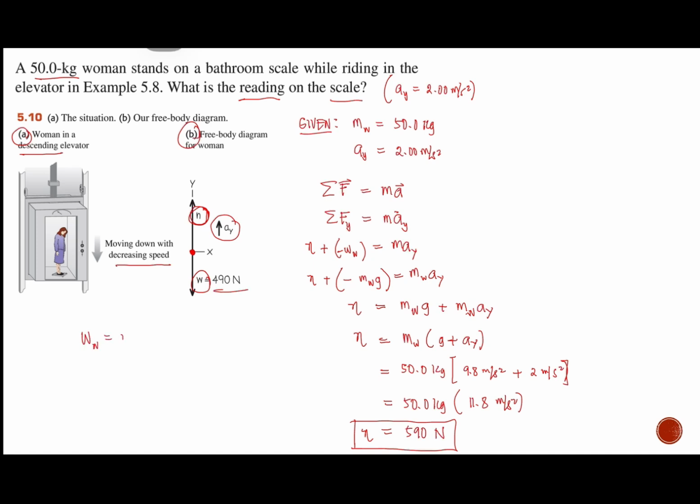Now, if you will solve for the weight of the woman, it is 490. The weight of the woman is the mass of the woman times gravity, so 50 kilograms times 9.8 meters per second squared. So the weight of the woman is 490 newtons. Notice that the normal force, also known as the reading on the scale, is 590 newtons. It means na nadungagan og 100 newtons ang weight sa woman if magtimbang siya while the elevator is descending or panaog.